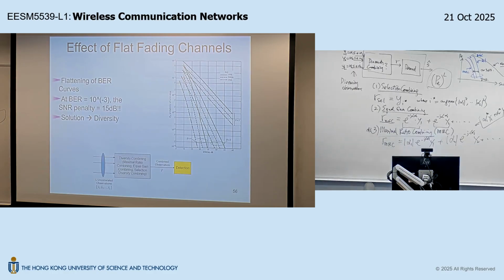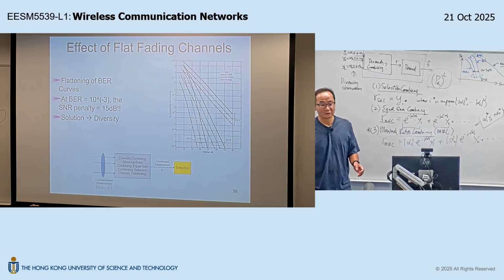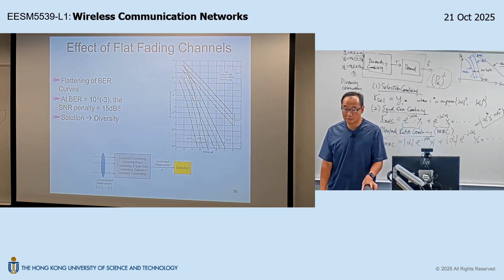Okay, so what about 4 receive antennas? What's wrong with 4 receive antennas? Which part will eventually break down?